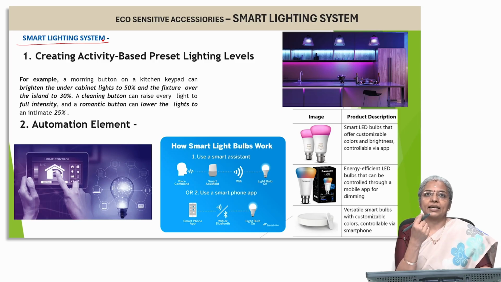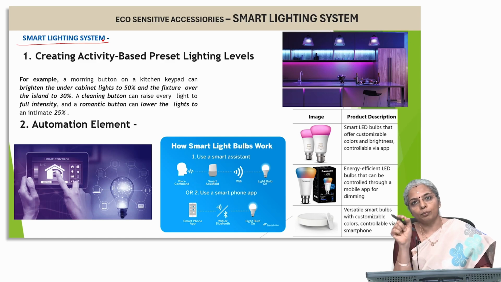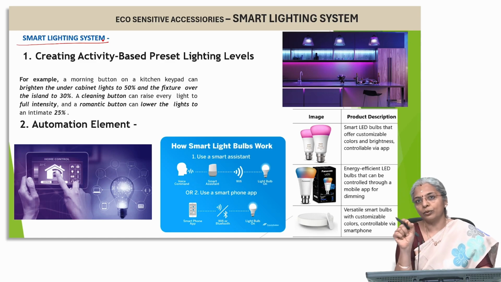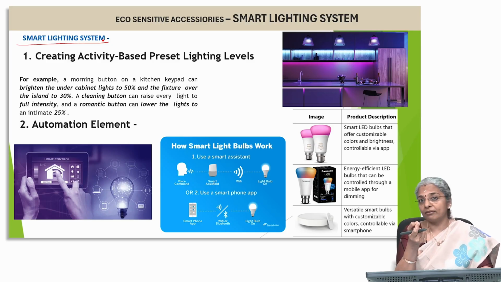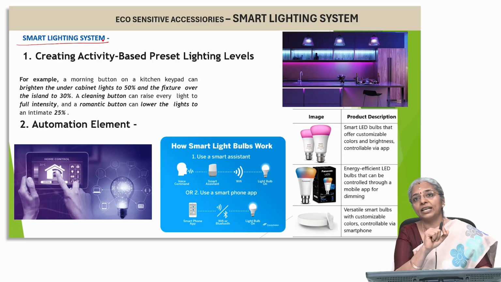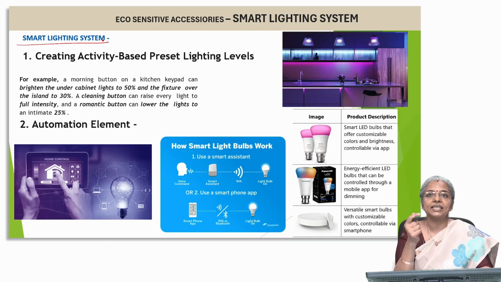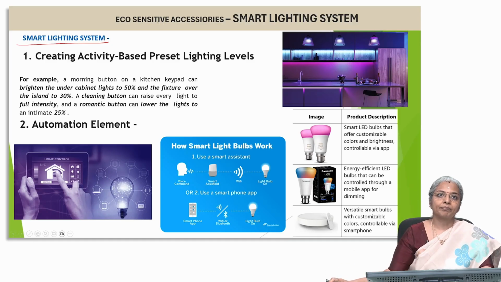What I mean by that is, if the task is to read a book, you can preset the lighting level to the illumination required to read the book. Suppose it is for a watchmaker. The light level that a watchmaker requires is very different, so you can change or preset that lighting level.